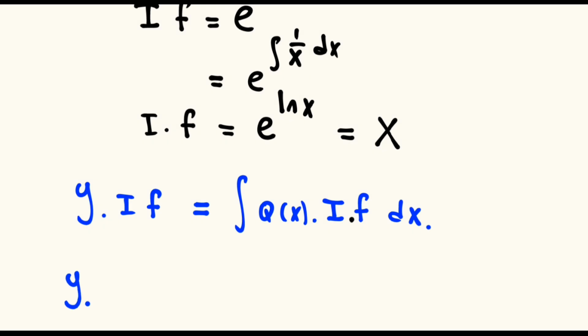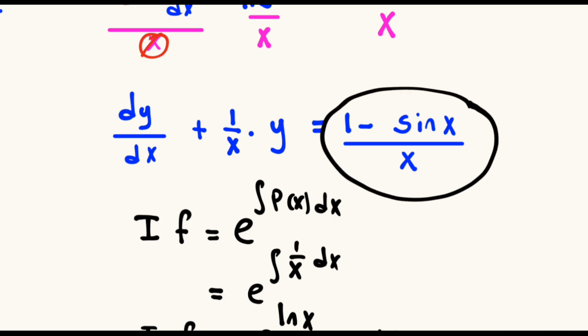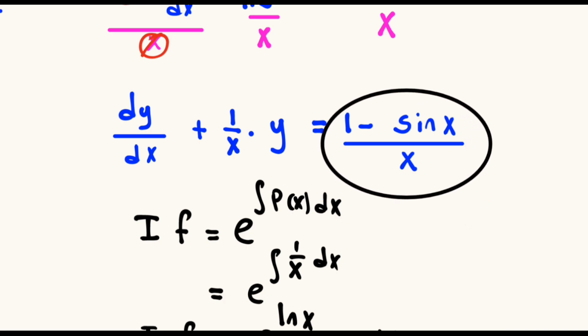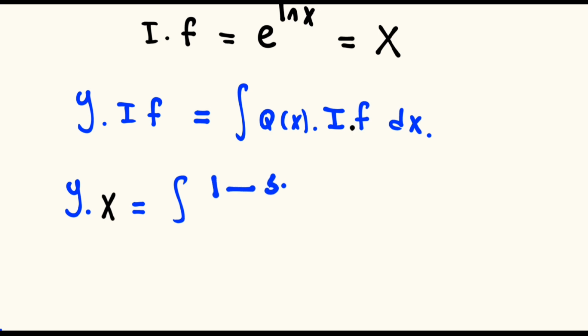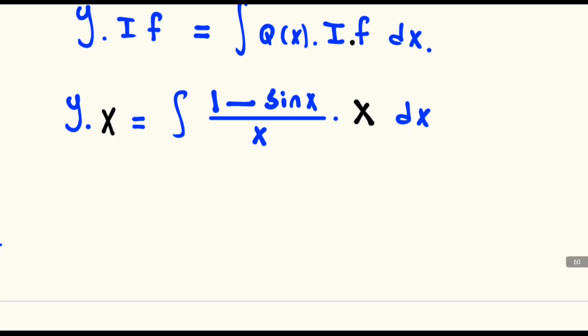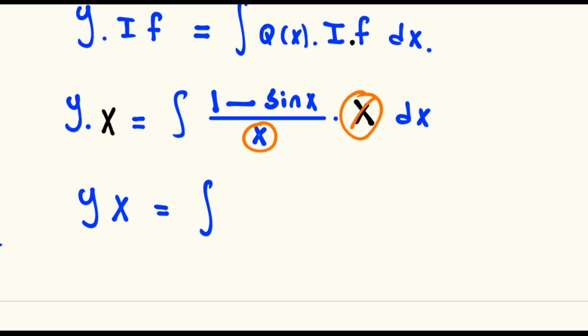So we have the y, and our integration factor, we determined it as x, and this will be equal to the integral of the q of x. We determined that our q of x is equal to 1 minus sin x divided by x. Our q of x, 1 minus sin x divided by x, and we multiply this by the integration factor, which we determined as x, and y multiplied by x will be equal to the integral of, so we have that x divided by x, which will be equal to 1, so they will cancel out, and we'll have the integral of 1 minus sin x dx.